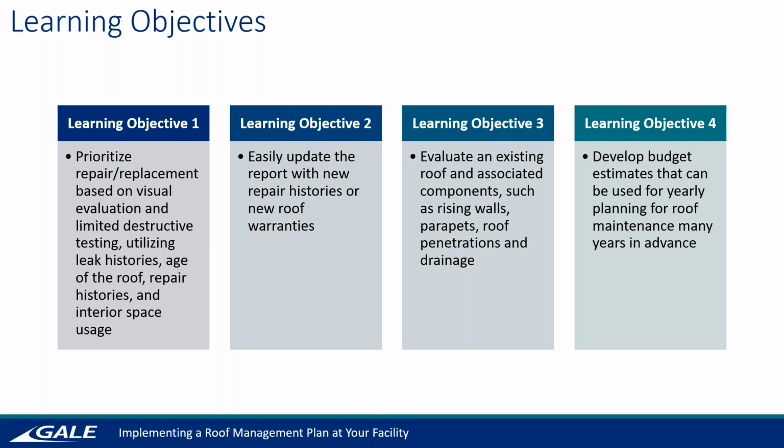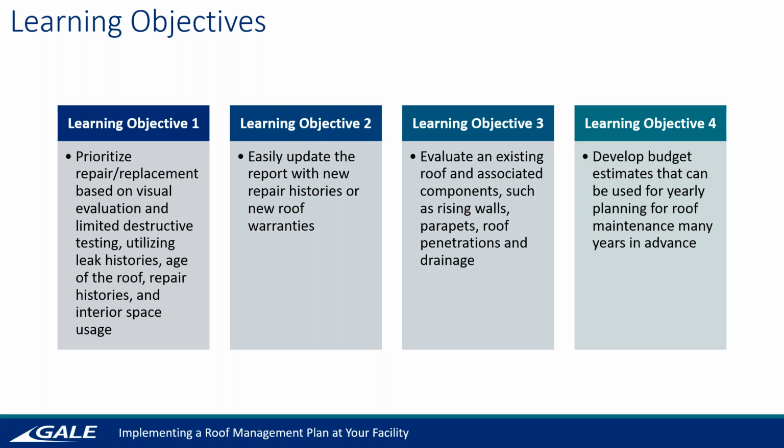The other learning objective, number two, is to learn to easily update the report that you get from the roof management plan, review your histories, or review any new warranties that you might have, and you can also keep track of your existing warranties as well. Number three, evaluate an existing roof and associated components, or show you some of those things to look for, such as things that happen on the rising walls, your parapets, penetrations, and talk a little bit about drainage.